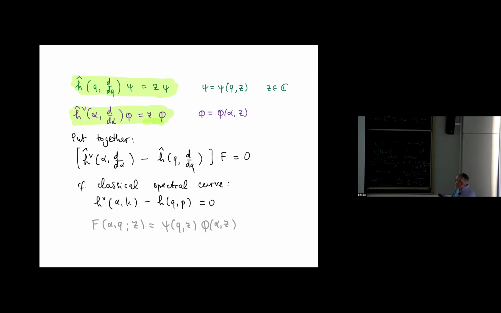This formula looks parallel to the formula we had for the classical spectral curves, which, remember, are written as a difference of Hamiltonians, H check minus H, and we have it here. And so you can find a solution to this PDE by taking the product of eigenfunctions for these two problems. So you have a one parametric family of solutions to this.